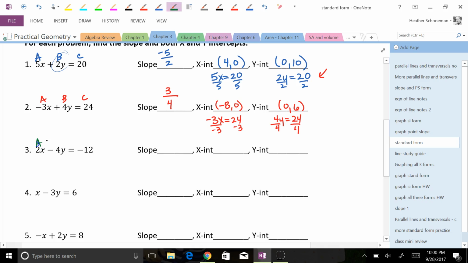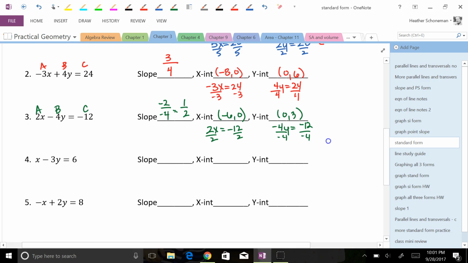Number 3, this is your a, your b, and your c, so the opposite of a is negative 2, and b is negative 4. This slope reduces, so when I reduce it, the negatives cancel. This becomes positive 1/2. The x-intercept, y goes away, so I get 2x equals negative 12. I divide by 2. X is negative 6, 0. The y-intercept, x goes away, so I get negative 4y equals negative 12. I divide by negative 4. And y equals 3.